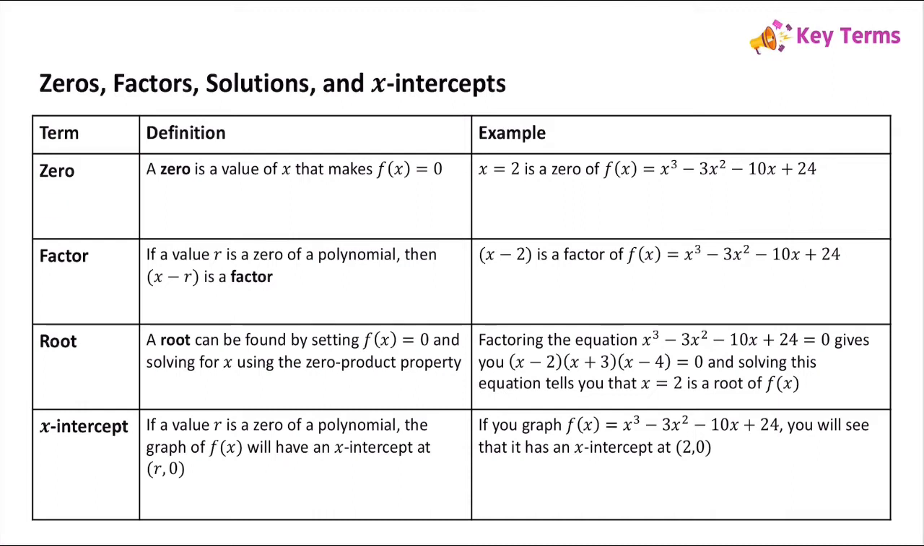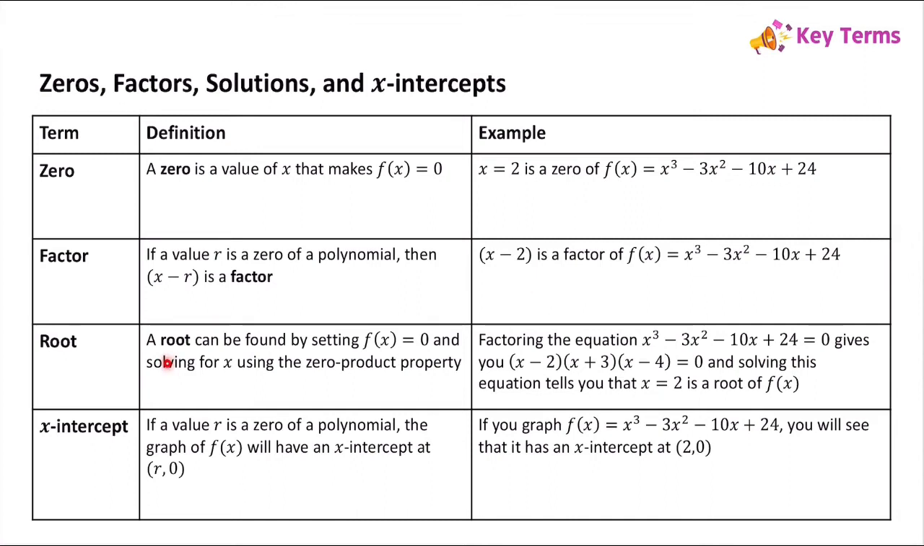So a zero, remember, is a value of x that makes f of x equal to 0. So for example, 2 is a zero of this function because if I plug it into this function, I'm going to get 0. A factor is what happens when we take that value r that's a 0 and then write it as a binomial. So we write x minus r, and that's a factor of this polynomial f of x. So for that 0, x equals 2, we could write the corresponding binomial, which is x minus 2.